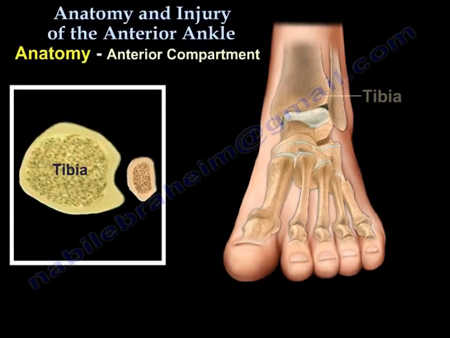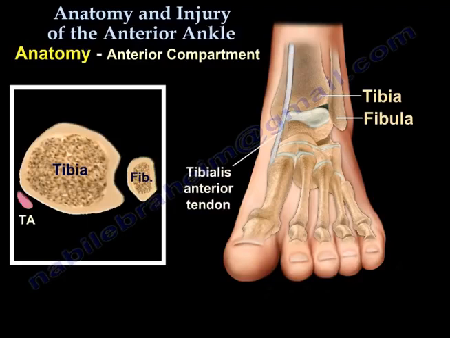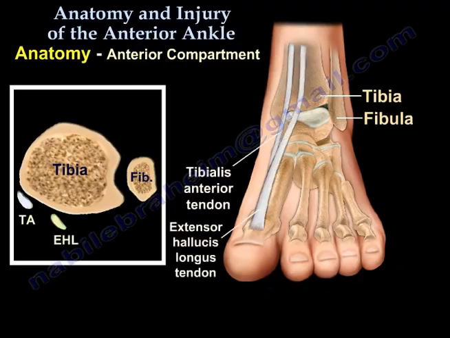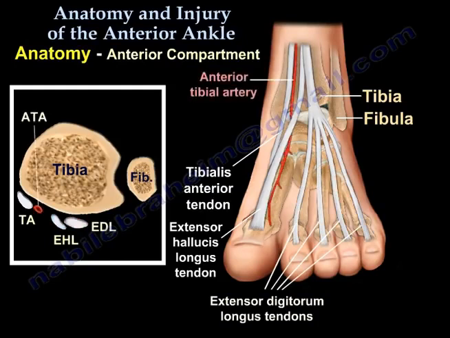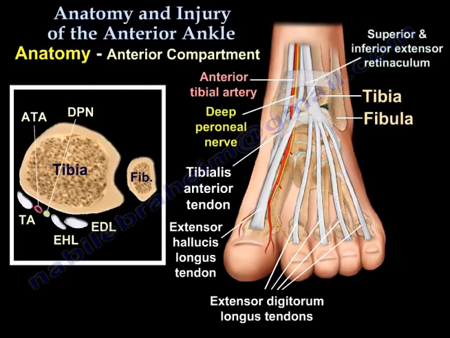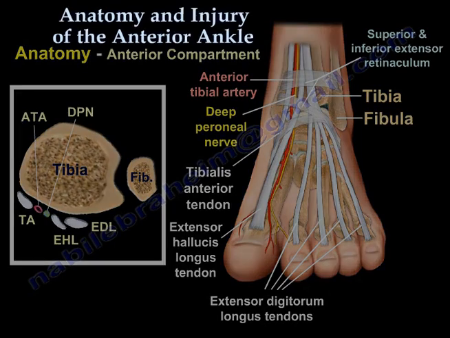Anatomy of the anterior compartment includes the tibia and the fibula. It also includes the tibialis anterior tendon, the extensor hallucis longus tendon, and the extensor digitorum longus tendons. Here you can see the anterior tibial artery and the deep peroneal nerve. And finally, the superior and inferior extensor retinaculum.